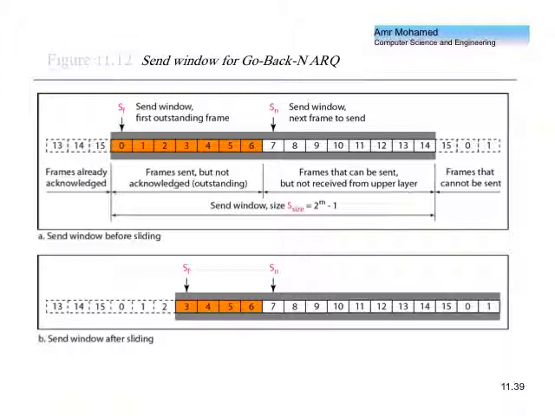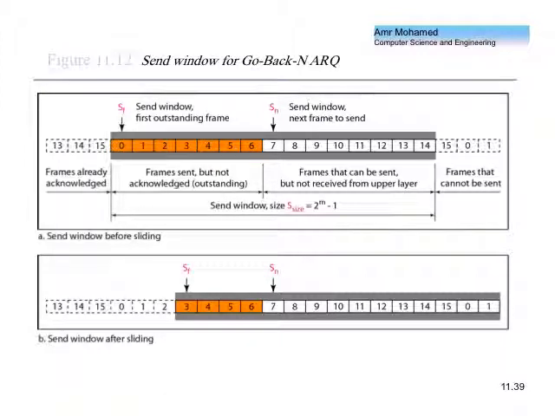Okay. So this second slide talks about what we call the sliding window technique. So go back uses what we call the sliding window technique. And what that means is, just to be able to increase the efficiency or the utilization of the channel, we will start sending the frames inside the window. And remember, this window is virtual.